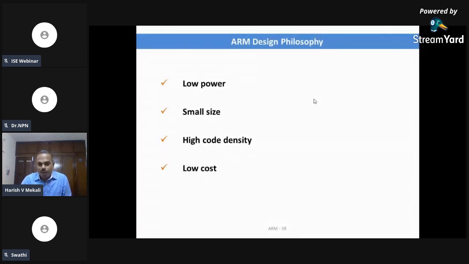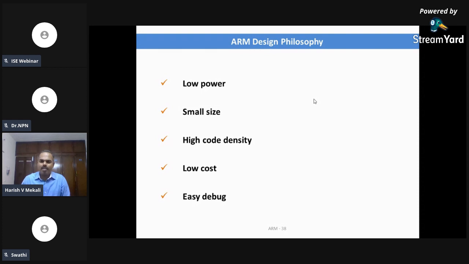Next one, very low cost. Why is it low cost? Because of its business model. I think I will take this if time permits at the end. ARM has a versatile business model. They have a totally different business model. We'll come to that at the end of this presentation, if time permits. If not, if I don't take it up, you can ask that in the question and answer session. We'll answer it there. Then, okay, one more important feature of ARM is easy to debug.